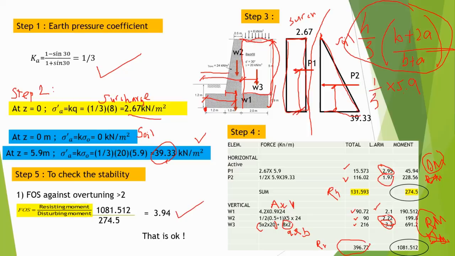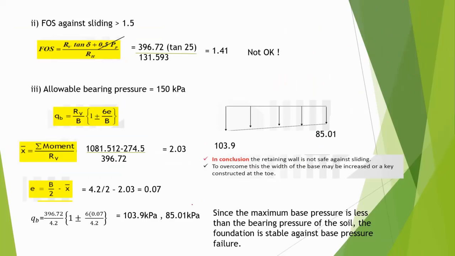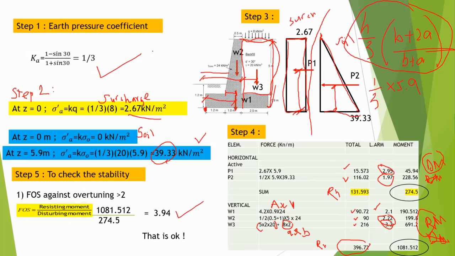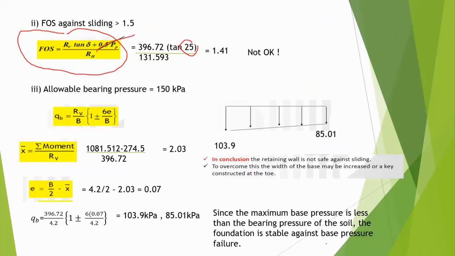So, it's okay. Okay. For nak cari FOS against sliding, you need to memorize this formula. Kalau dia kata ignore the passive, so you buang passive, ignore. So, RV tan delta, kita dah bagi dalam soalan 25, okay. RV reaction vertical 397.672 yang bawah ni. Ni lah vertical resistance, okay. And then bagi dengan RH horizontal yang tadi lah.